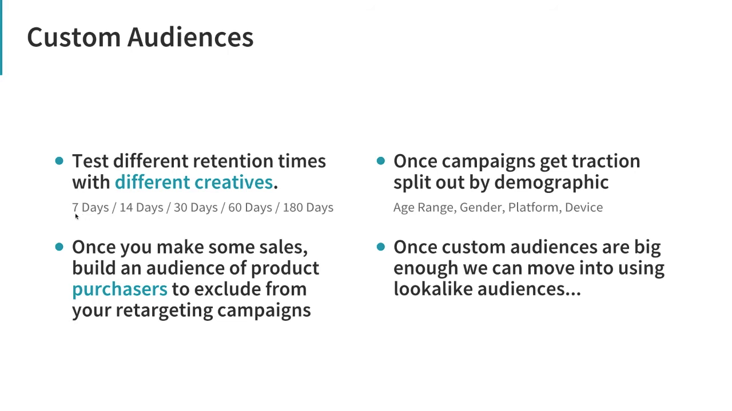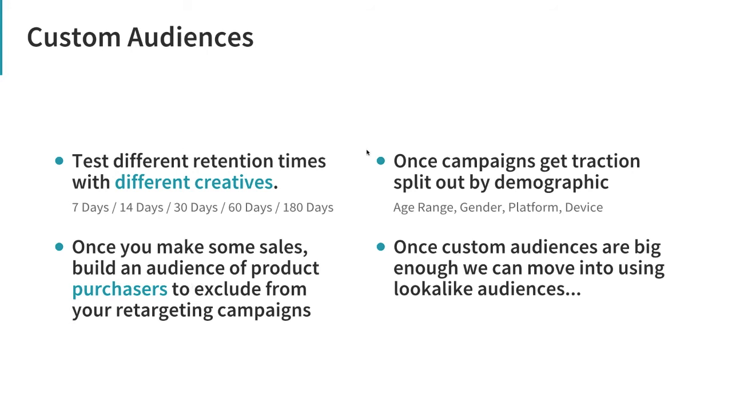So you can do 0 to 7 days, and then you can do 7 days to 14 days. Obviously, make sure when you do this ad set, you exclude this ad set. When you do this ad set, you exclude this one, which automatically excludes the previous, and so on and so forth. Make sure to exclude your custom audience of product purchases from all the campaigns.